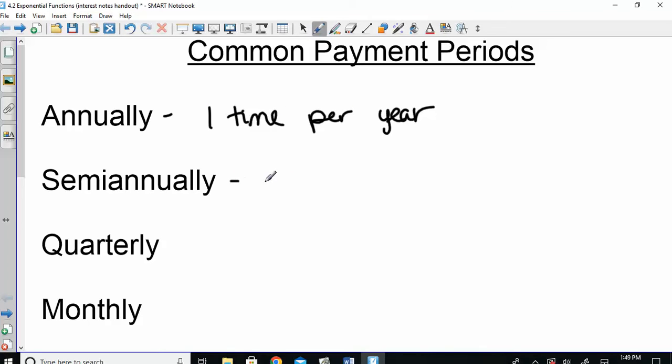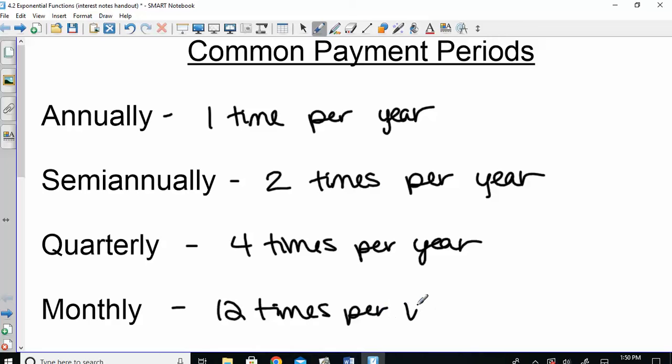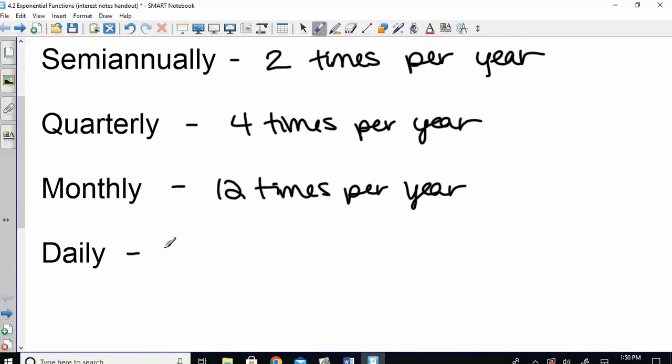What does semi-annual mean? Twice a year. It's actually saying 2 times per year. If I say quarterly, 4 times per year. What about monthly? 12 times per year. Okay, daily.